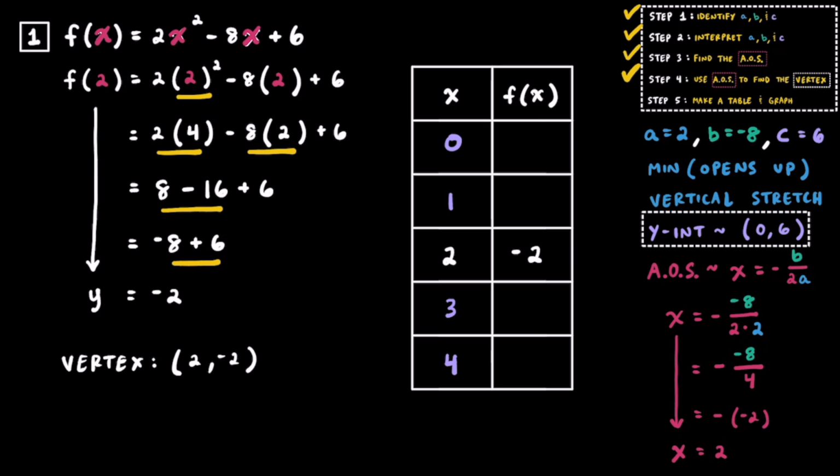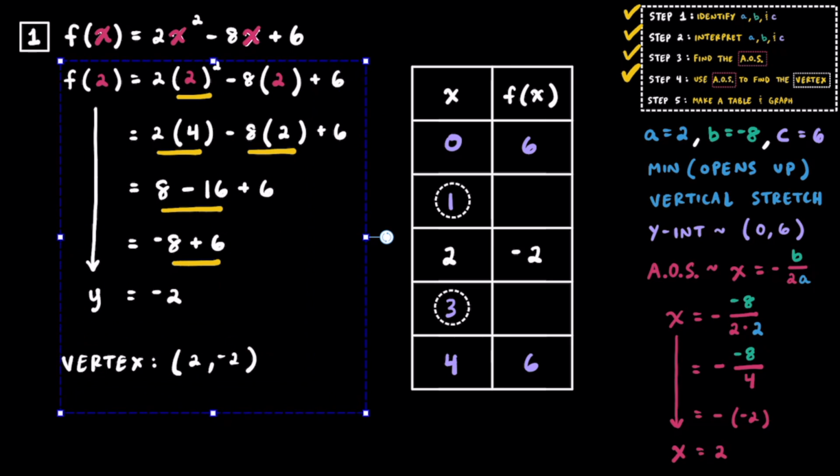Because we knew the c value of 6 from the beginning, we knew the y-intercept was 0, 6, so when x is 0, y is 6. And remember, since parabolas are symmetrical, we can put 6 for the 4 value of x as well. At this point, we just have to find the y value for when x is equal to 1 or 3. It's going to be the same thing either way. I think 1's going to be a little bit easier to deal with, so I'm going to find f of 1.